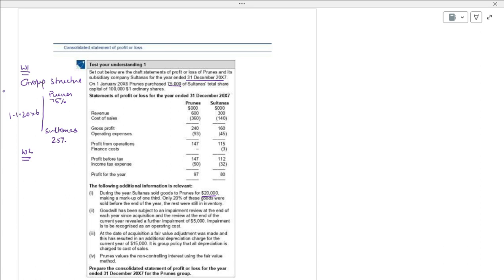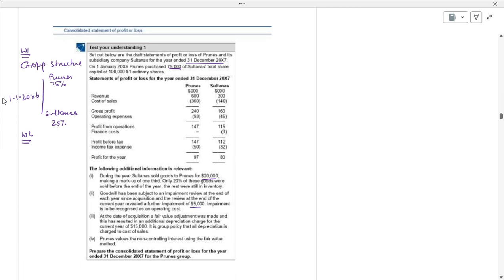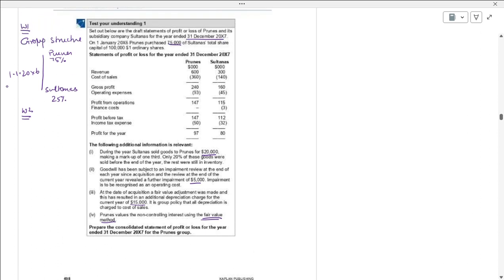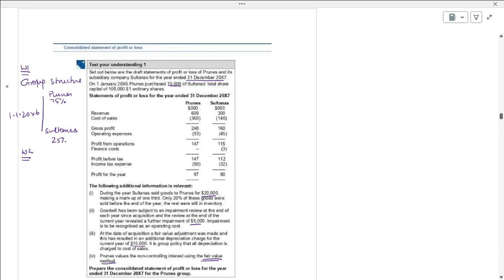Goodwill has been subject to impairment. How much is the impairment? 5,000. At the date of acquisition, a fair value adjustment was made, and they have to make an additional depreciation charge for the current year, 50,000. Now Pawns values the NCI. We have two methods, and they are doing it as per the fair value. The first one is group structure. The second one, go by the adjustments.